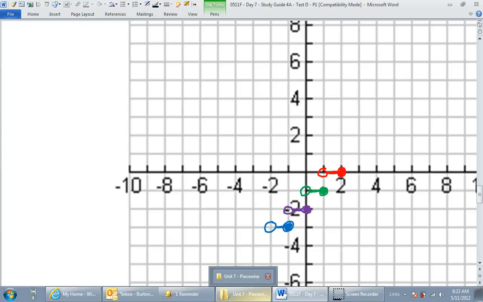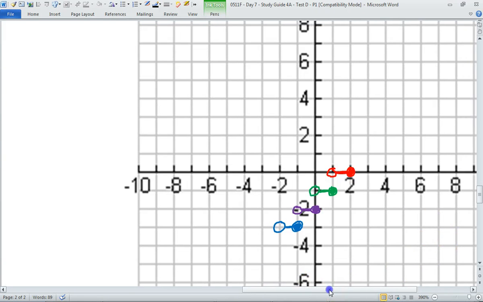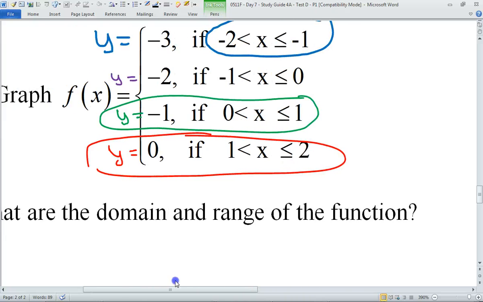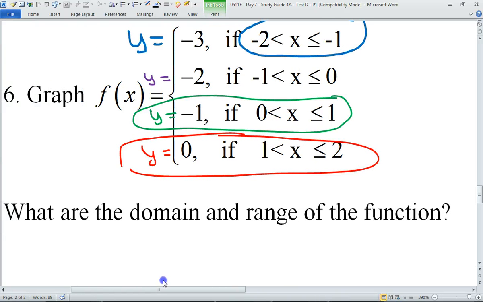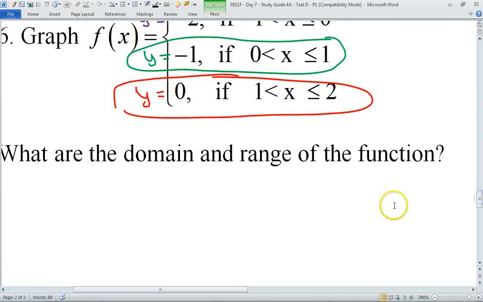Check your paper. Is this what you have? Any questions on it? Now, one of the most common things I would predict that people would miss would be the range of this. Maybe even the domain as well. So watch this very carefully as far as domain and range, you guys, because this function is unusual looking.